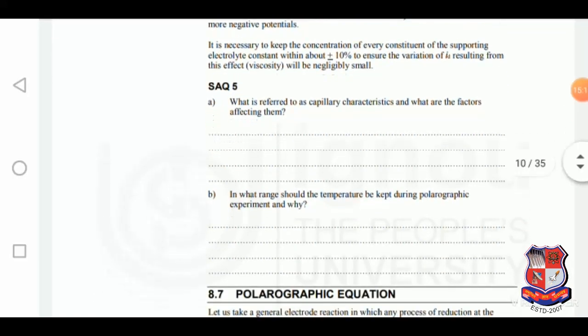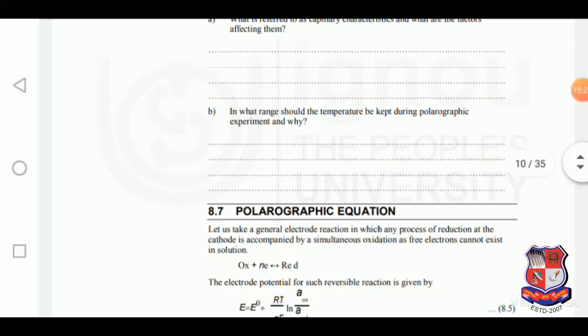Here are the questions. What is referred to as capillary characteristic, and what are the factors affecting them? In what range should the temperature be kept during a polarographic experiment, and why?